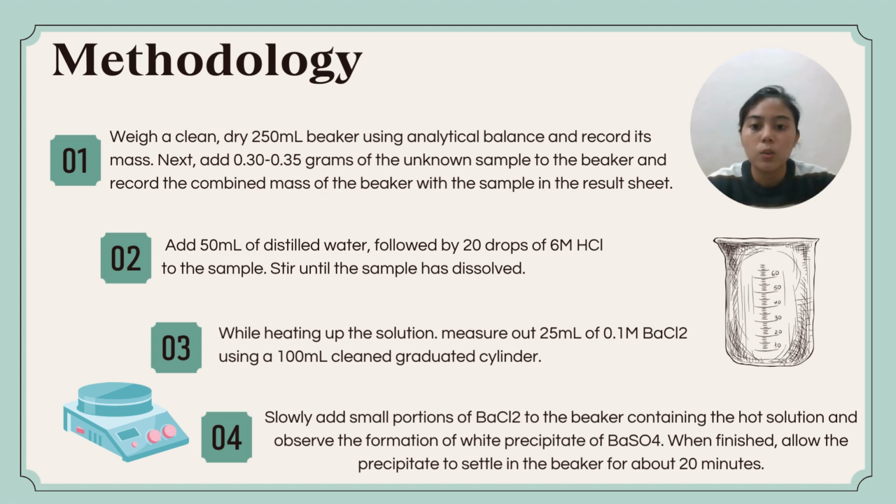The second step is to add 50 ml of distilled water followed by 20 drops of 6 molar HCl to the sample. Stir until the sample has dissolved. Step number 3. While heating the solution, measure out 25 ml of 0.1 molar barium chloride using a 100 ml clean graduated cylinder. Next, slowly add small portions of barium chloride to the beaker containing the hot solution and observe the formation of a white precipitate of barium sulfate. When finished, allow the precipitate to settle in the beaker for about 20 minutes.